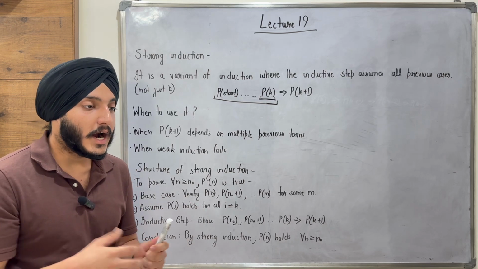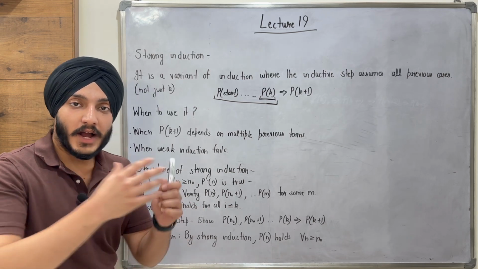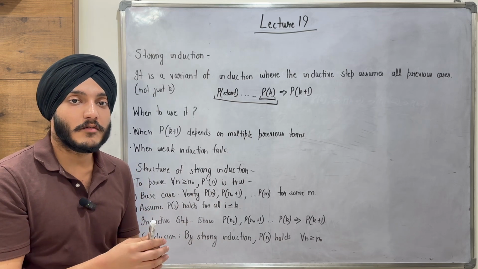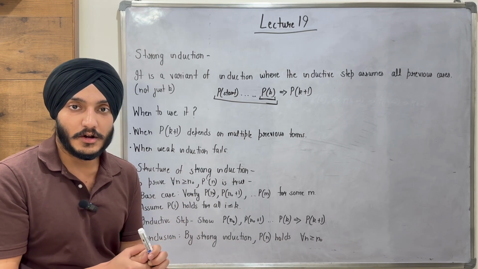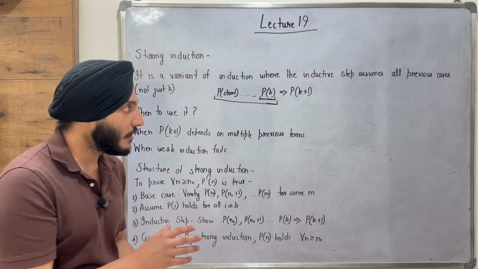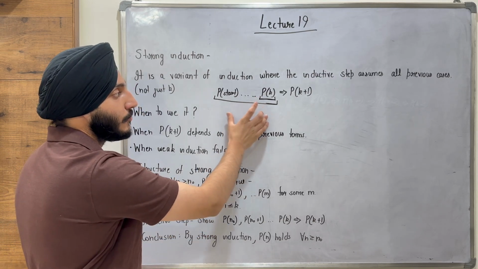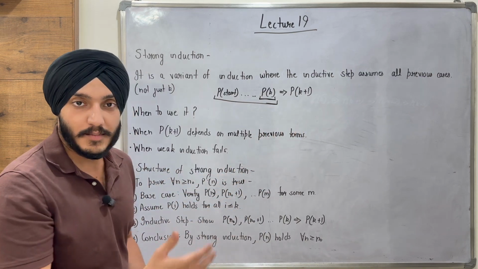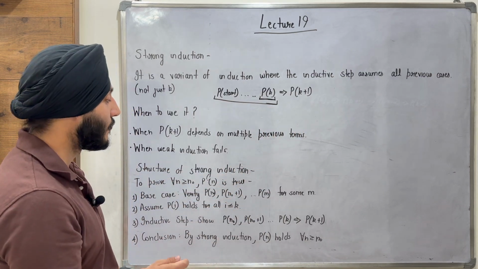What I usually do is, if I see a proof and I'm supposed to solve it, I start with weak induction and try to figure out whether I can find the proof with it. If not, then I'll use strong induction to prove P of k plus 1, right? So that's the basic general way of solving these types of questions.